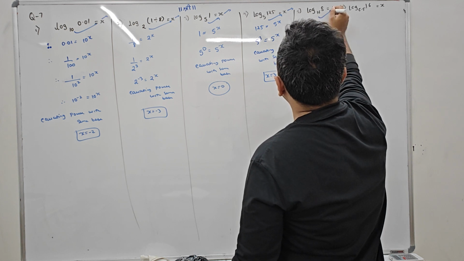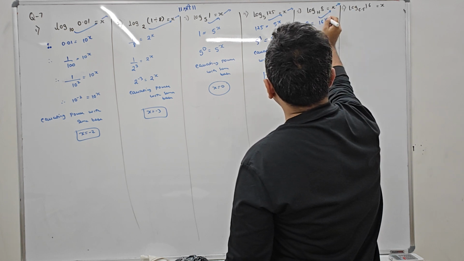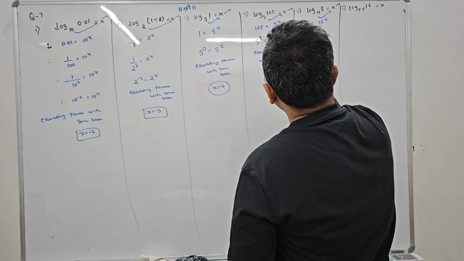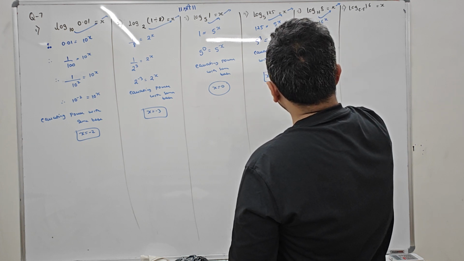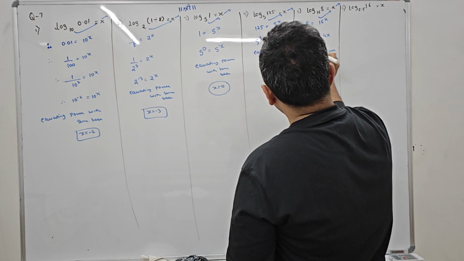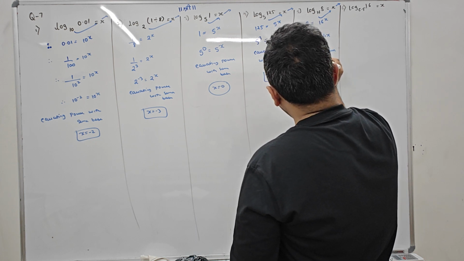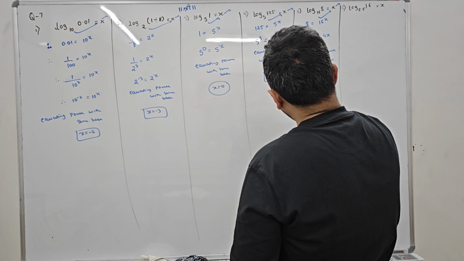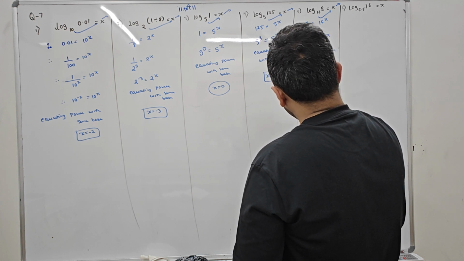8 is equal to 16 raised to x. 2 cube is equal to 2 raised to 4x. Equating power with the same base. 3 is equal to 4x. x is equal to 3 by 4.